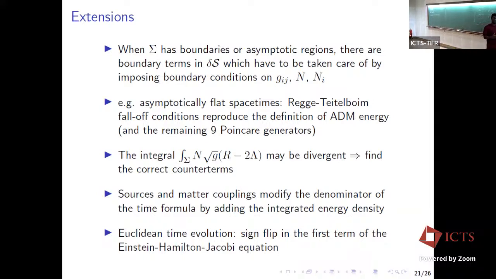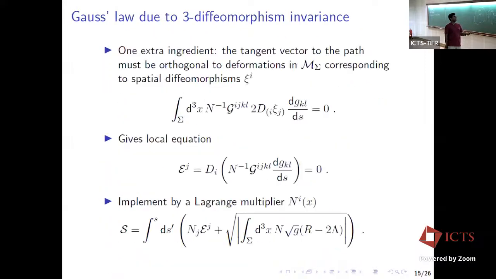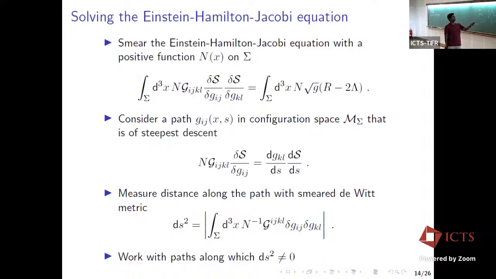sometimes just boundary conditions are not sufficient to get rid of all the boundary terms. So one has to modify the original solution, or going back even further, the smeared Einstein-Hamilton-Jacobi equation, with some surface terms, or boundary terms, depending on the boundary of sigma.